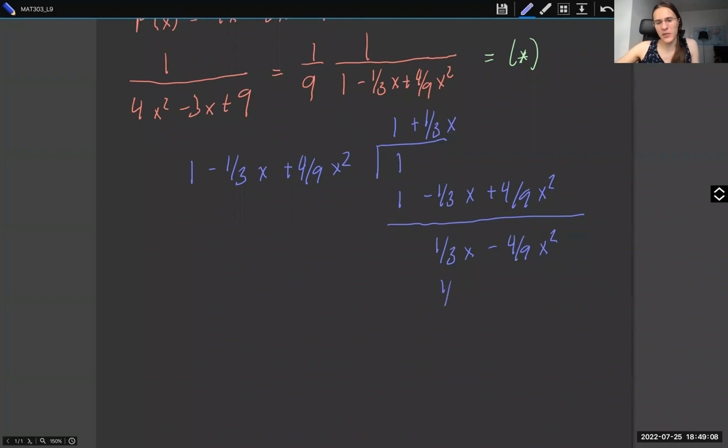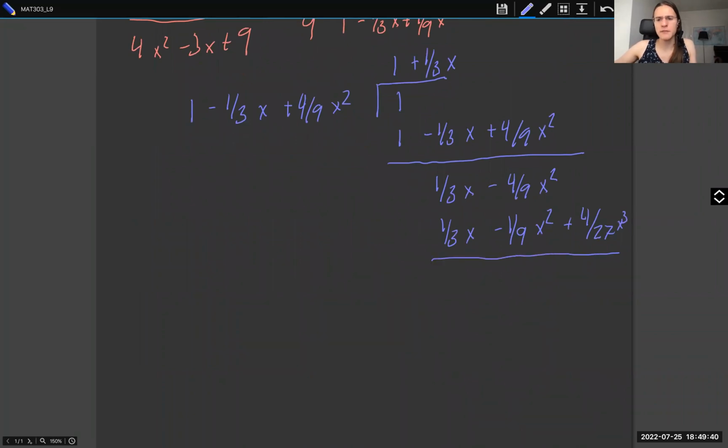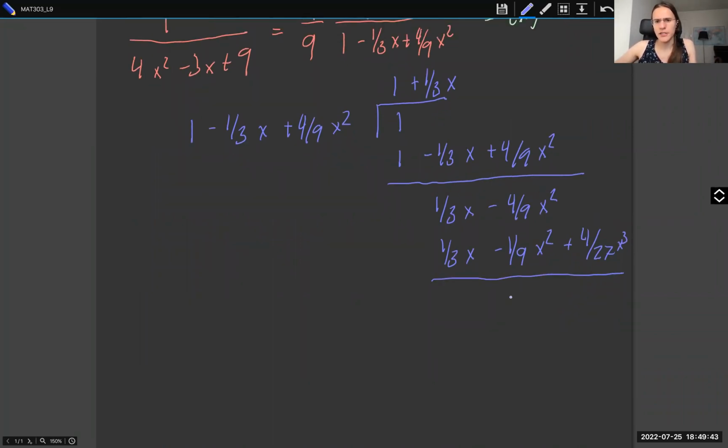Then we get 1/3 x, then we get minus 1/9 x squared plus 4 over 27 x cubed, although we actually don't care about the x cubed term at all. Why? Because the polynomial that we're starting with is x squared, so we're going to take this up to x squared. So I'm going to leave this term here for now, but we're going to see that it actually doesn't matter. So when we subtract this, we get minus 4/9 plus 1/9, which is 3/9, which is negative 1/3.